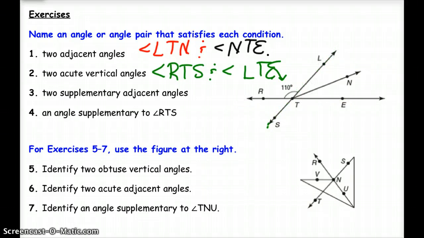Two supplementary adjacent angles. Okay, supplementary has the S, and so the S is in the 180, so I'm looking for 180 degrees. I'm going to use this 110, angle RTL, and then now I'm looking for one that's going to make a straight line so they add up to 180. I'm going to use this one right here. Some people might be saying they're going to use this one over here. Either one is fine, and angle LTE.